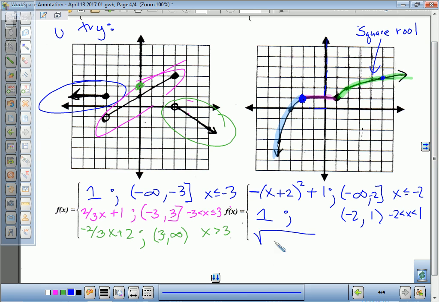So this would be the square root of x minus 1 plus 1, because it went right 1 and up 1. And this goes from 1 to infinity. So since I chose not to include the one with the horizontal segment, I should include the one here.